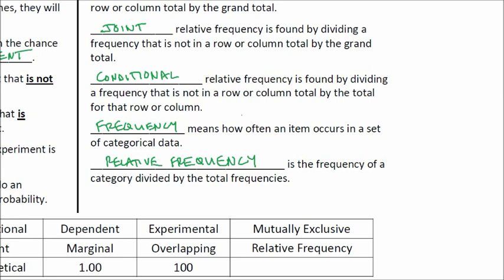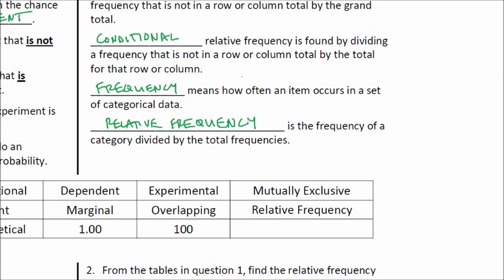Definition of frequency. Frequency means how often an item occurs in a set of categorical data. It's just a count, how many in a certain category. For instance, how many shapes in a bag are green, and they're also a triangle, so the frequency of green triangles. Relative frequency, now we got to do some math.